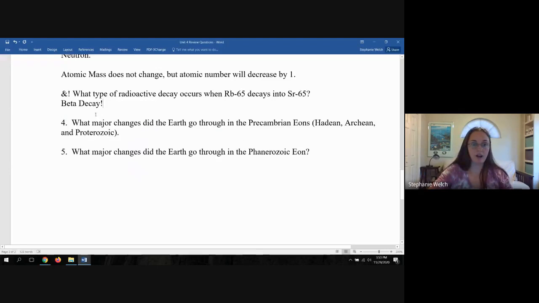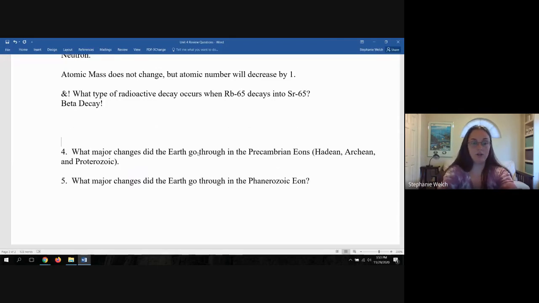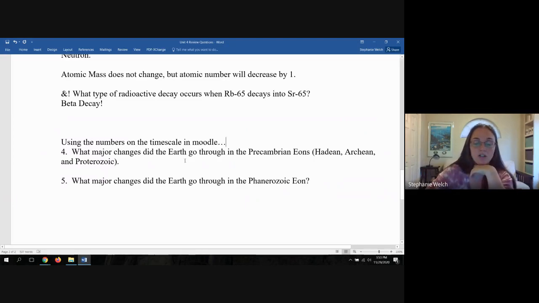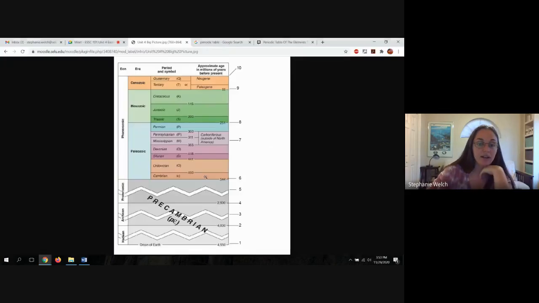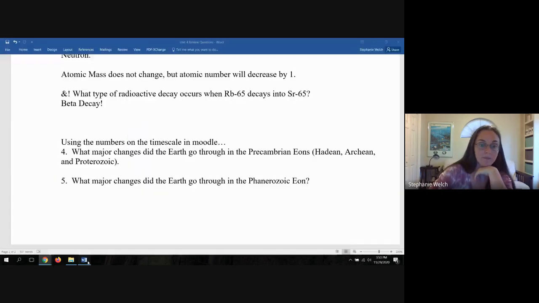So I'm going to write that out right here for these last 2, using the numbers on the time scale in Moodle. What major changes did the Earth go through in the Precambrian eons? Precambrian is a word that we use to denote everything that is not the Phanerozoic, not the current eon of geologic time. So going back to the time scale again, here's the Cambrian. So anything that came before it is Precambrian. So what major changes did the Earth go through in the Precambrian eons, the Hadean, Archean, and Proterozoic?